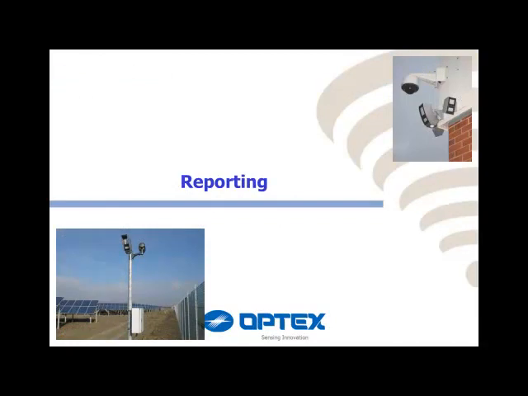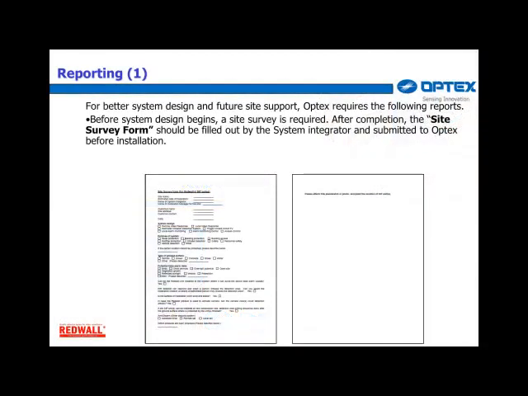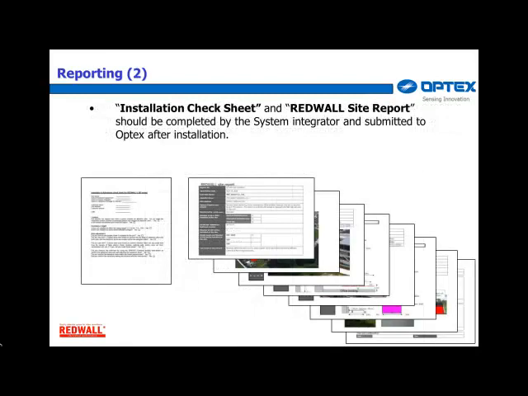And finally, reporting. The forms are available online at optexamerica.com/Redwall, and the first form you should complete is a site survey form. This should be filled out by the system integrator before installation. After you fill it out, send it to Optex. The other forms are the installation check sheet and the Redwall site report. These should be completed by the system integrator and submitted to Optex after installation.